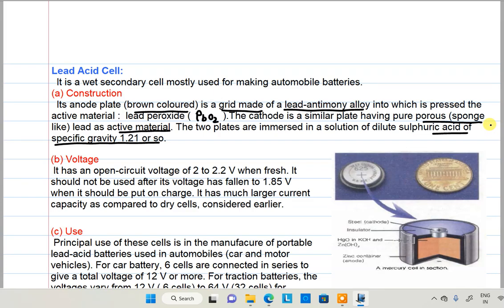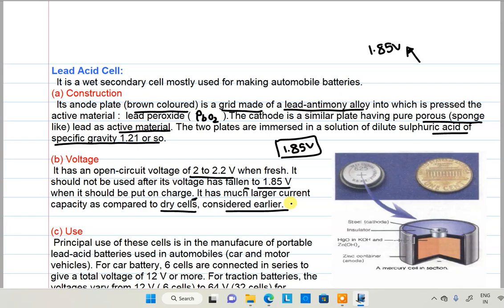Coming to the voltage rating, the output voltage is 2 to 2.2 volt when fresh. It should not be used after the voltage falls to 1.85 volt. Whenever the voltage falls to 1.85 volt, you can't use it, you can recharge it again. Okay, when should it be put on charge? Very important. Whenever the voltage is less than 1.5 volt, it can be charged again. So it has a much larger current capacity as compared to the dry cells considered earlier.